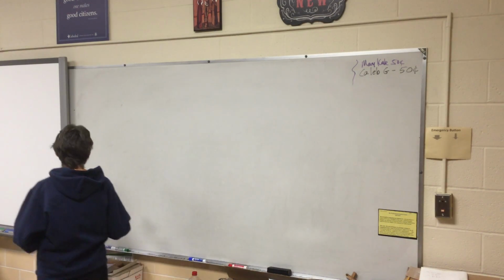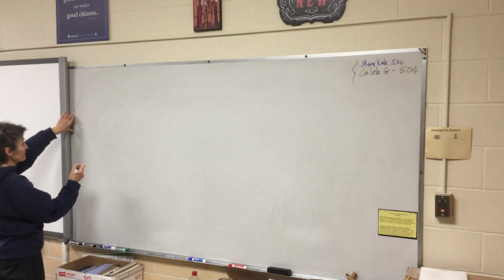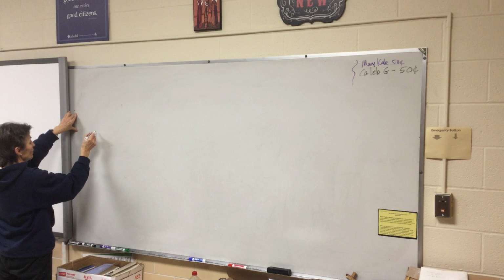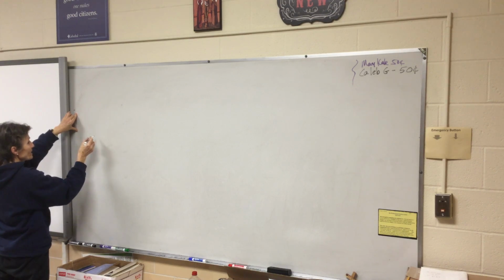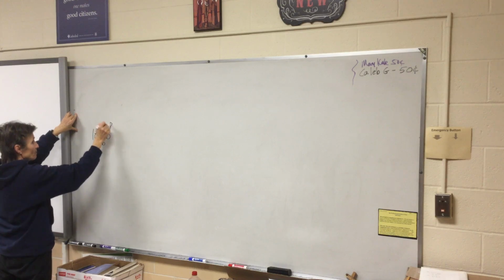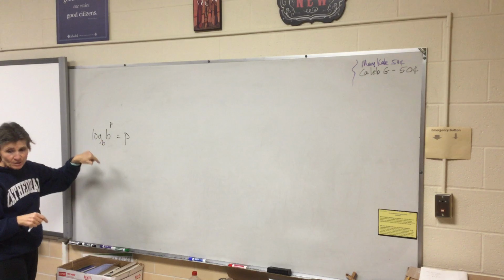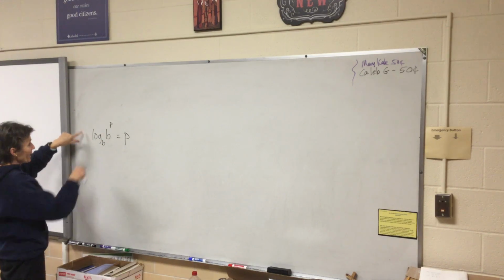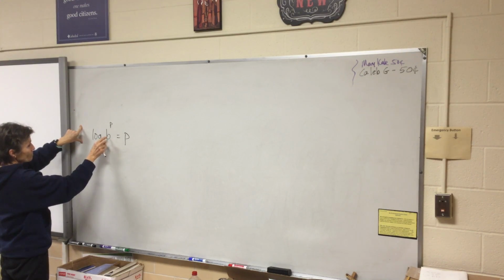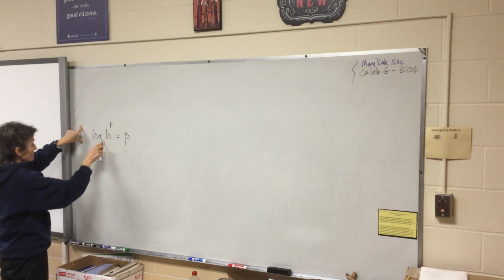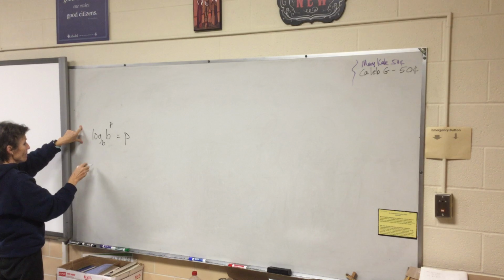So I'm going to make a list of 3 properties right here. Well, actually, I'm going to go ahead and list a couple that we already have. We already know that the log base b of b to the p is p. And I really don't remember what letters I used last time. But the idea is if these two numbers match, the answer is the exponent. So these could be x's and j's, whatever, doesn't matter.